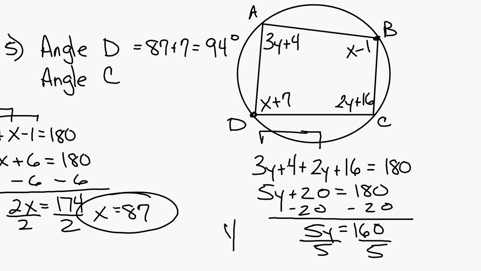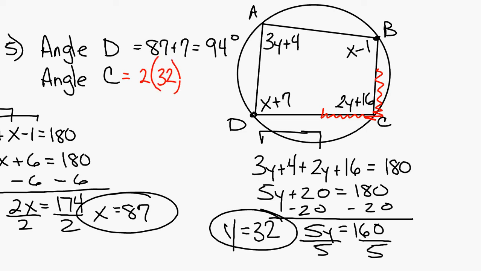But that's not what was asked. You're asked to find the measure of angle C. Angle C is equal to 2 times y plus 16. So C equals 2 times 32 plus 16. And 2 times 32 is 64, plus 16 is 80 degrees. So those are your two angle measures.